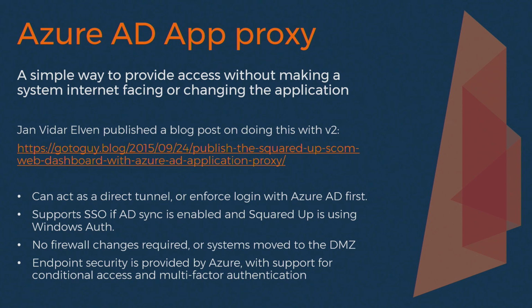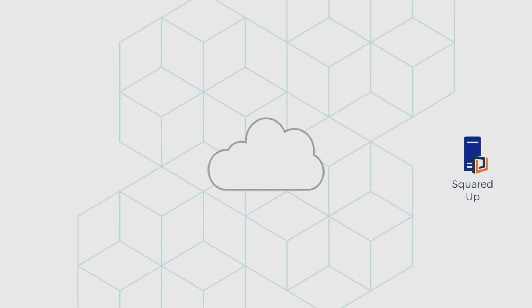So how this works, I'm going to demo a diagram here just to prove the point. You keep saying no firewall changes required. Well, how does that work? So I've got an example here. Here's your environment. There's SquaredUp, sat in your organization on a VM, could be in the cloud, could be on-prem. What you do is you install the Application Proxy Connector.